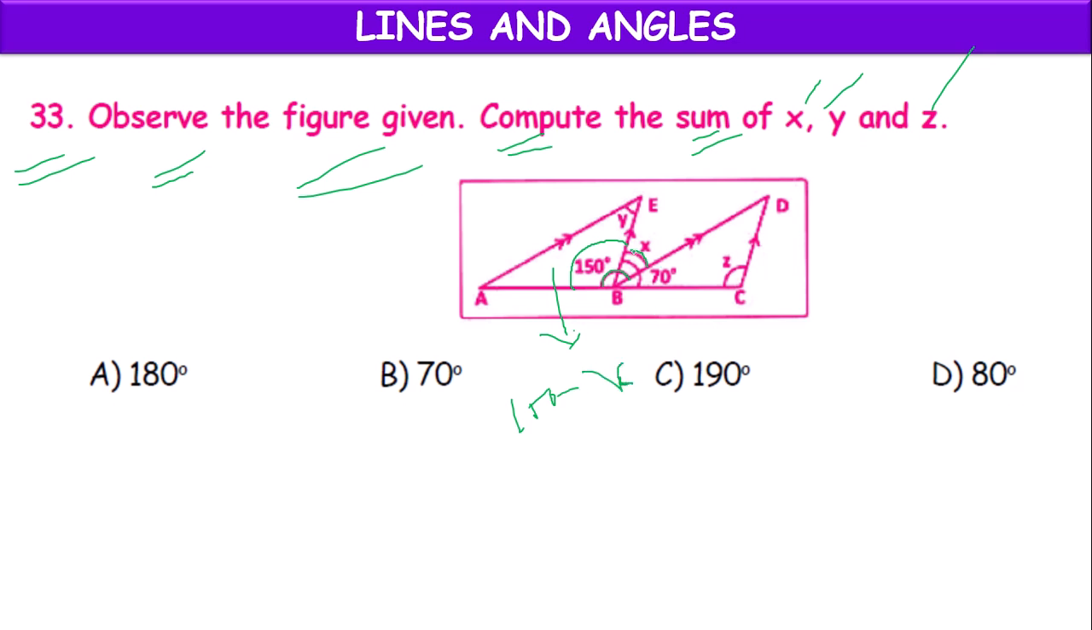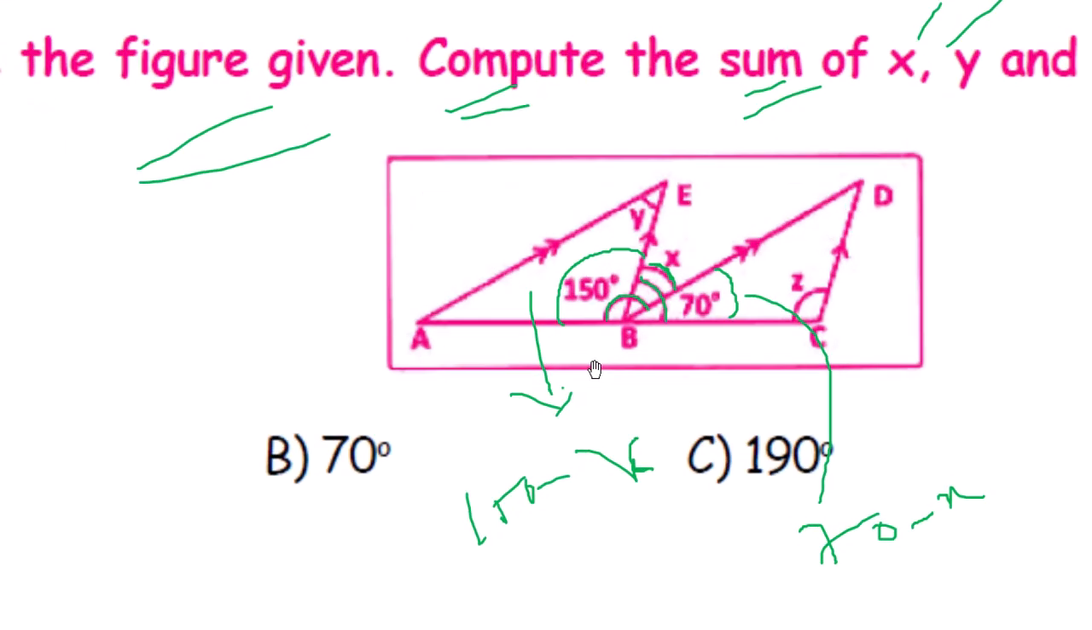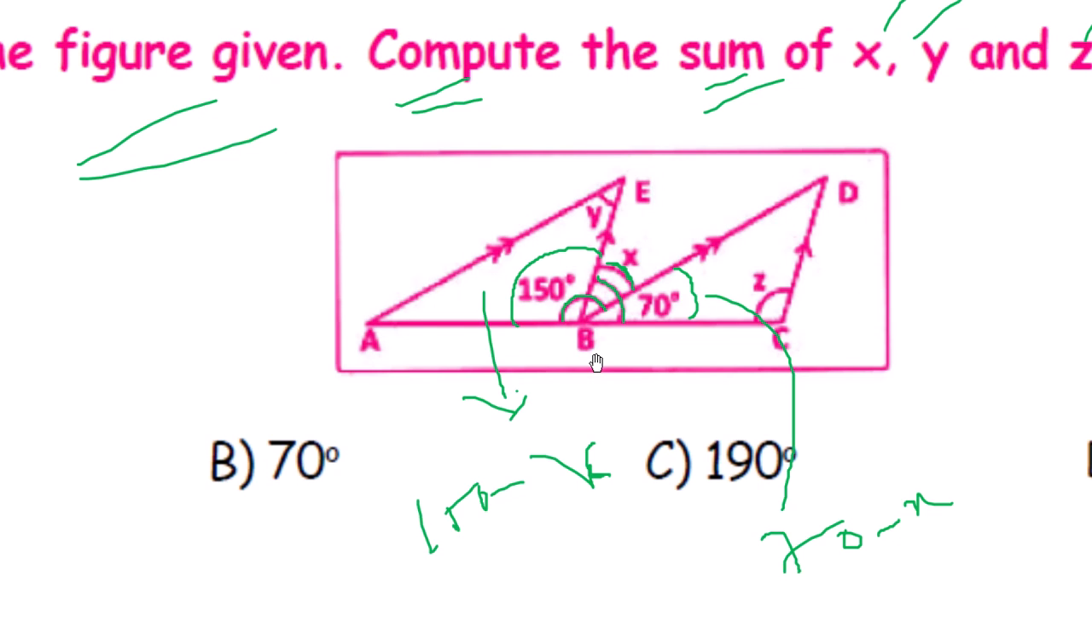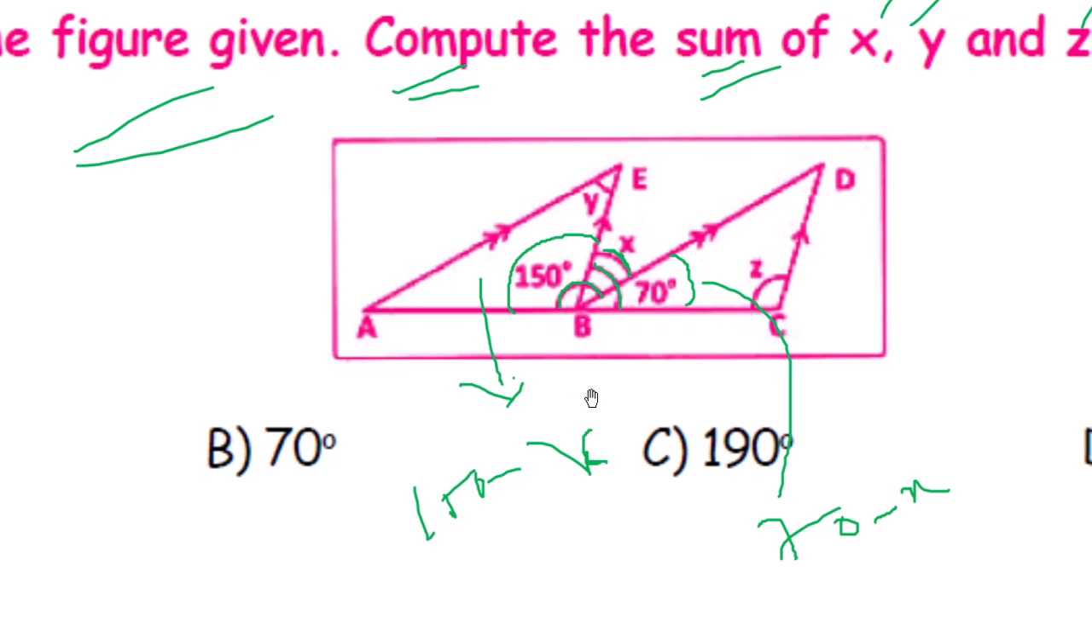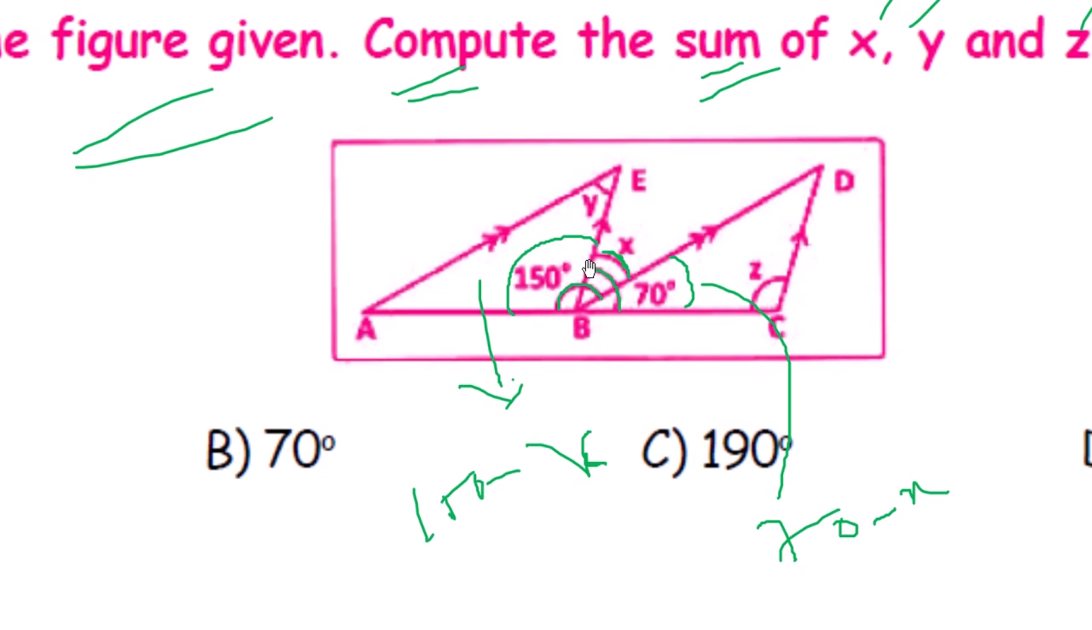And again, this total part 70. This part X. Only this part will become 70 minus X. So now how to find these values? We have to find X.